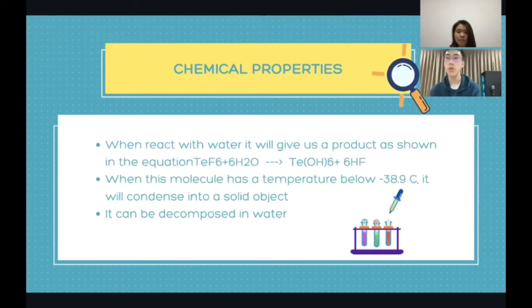And now moving on to chemical properties. So when tellurium hexafluoride reacts with 6 water molecules, it will give us telluric acid and 6 hydrogen fluoride as a product. And also, when the temperature is below negative 38.9 Celsius, tellurium hexafluoride will condense into a solid. And also, tellurium hexafluoride can be decomposed in water.